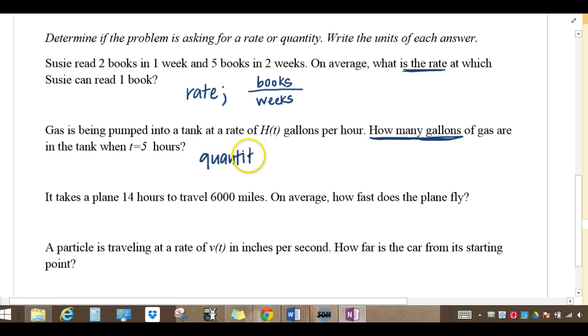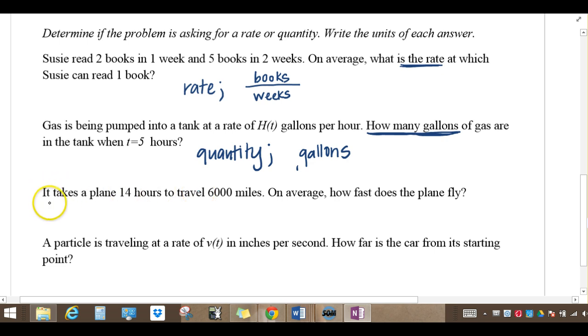The units of that quantity are going to have to be gallons. So the units of the final answer are going to have to be gallons. I don't want gallons per hour. That would be a rate. That would be like asking how fast the gas is being pumped in, or how fast the gas is being used. This question is asking how many, for an amount, for a quantity. So the units of that quantity have to be gallons.